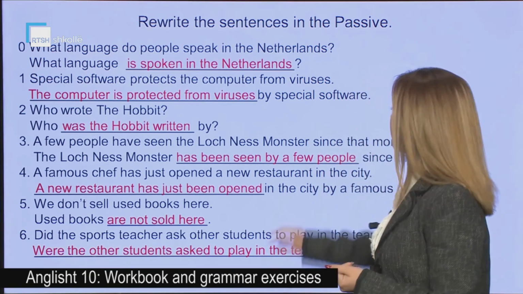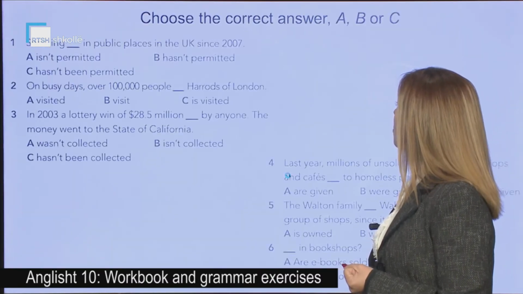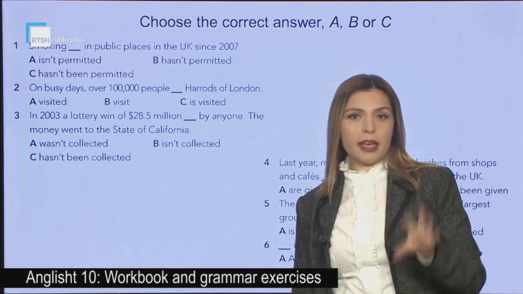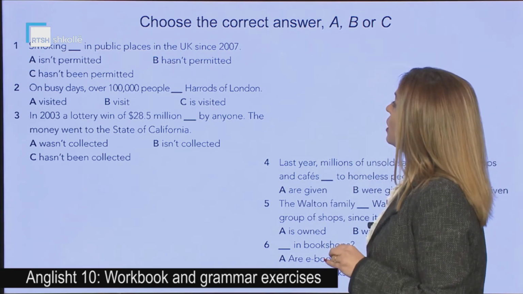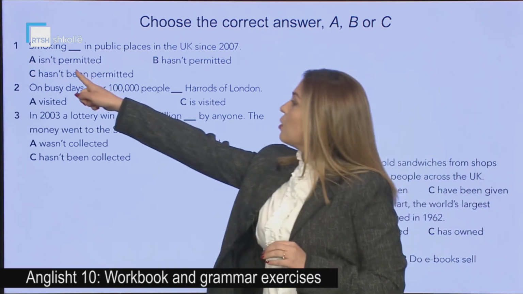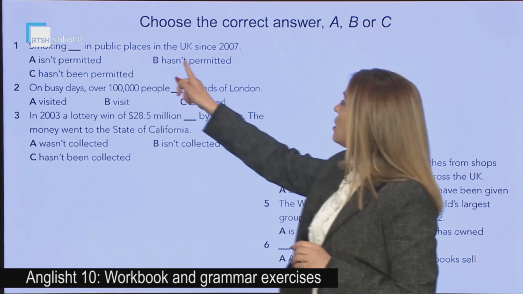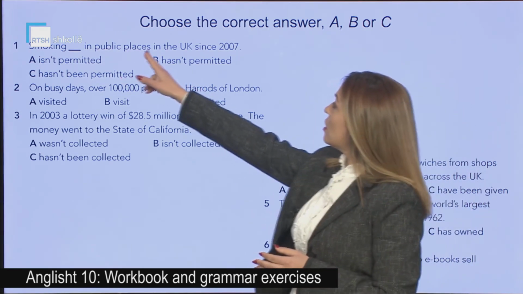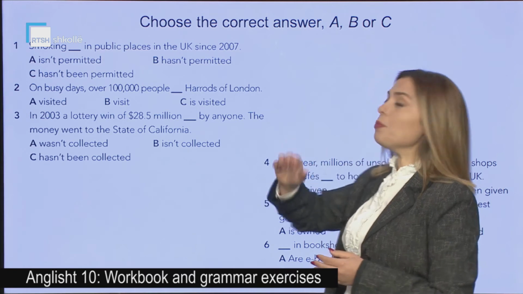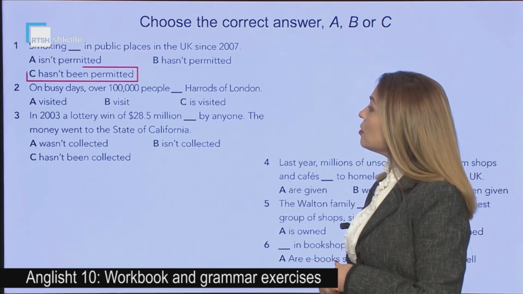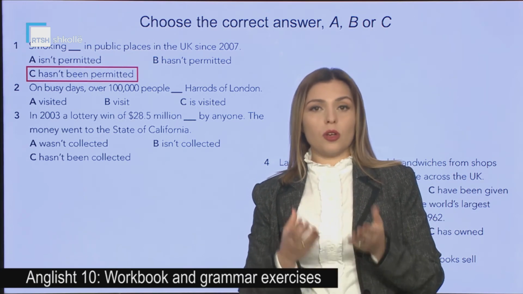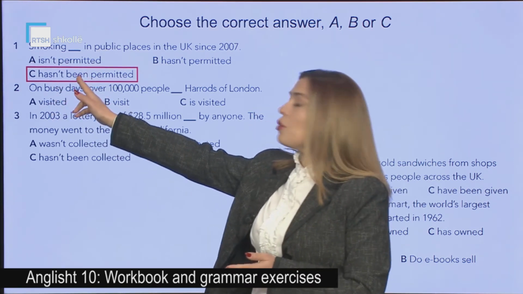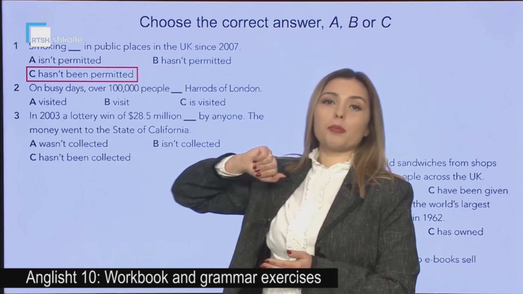And apart from the passive voice, we need to choose now between A, B, and C. Again, focus on the passive voice. Now, smoking, you've got the 3 alternatives. In public places in the UK since 2007. It says since. So this shows us that we need to use a present perfect tense. So it hasn't been permitted. Why is it C and not B? Because here we've got the present perfect of the verb to be and then the past participle.